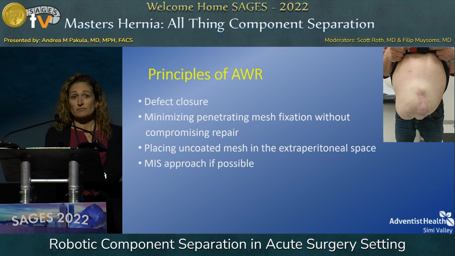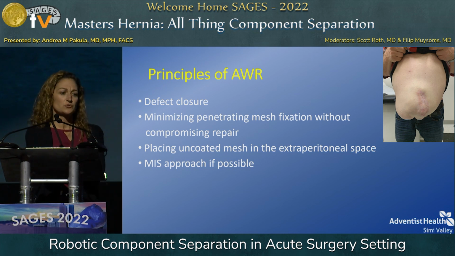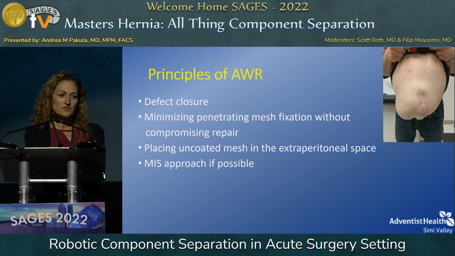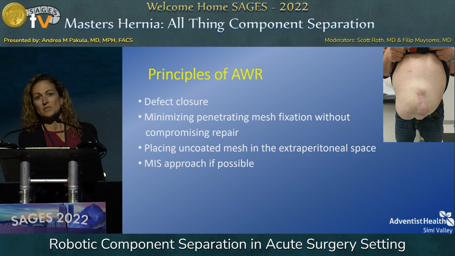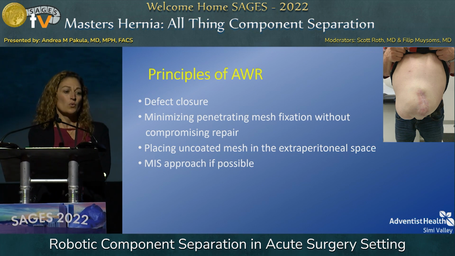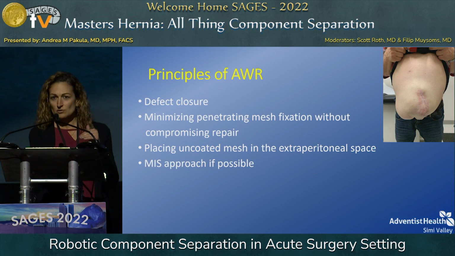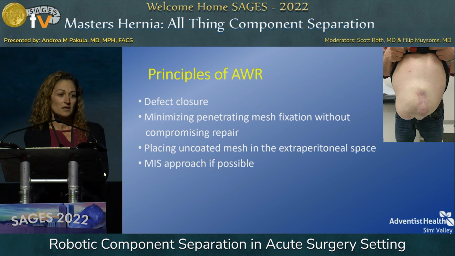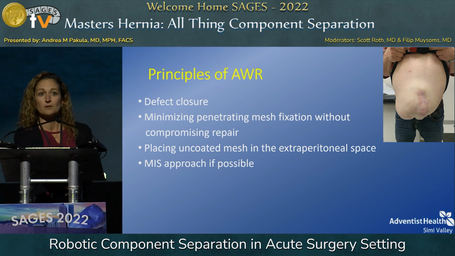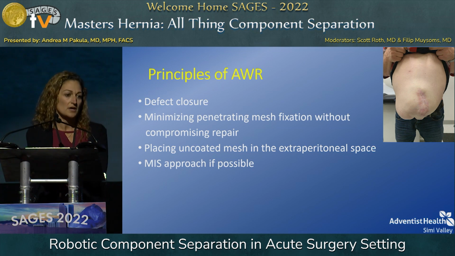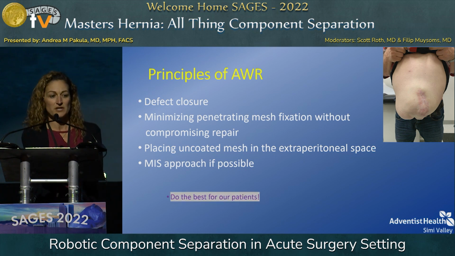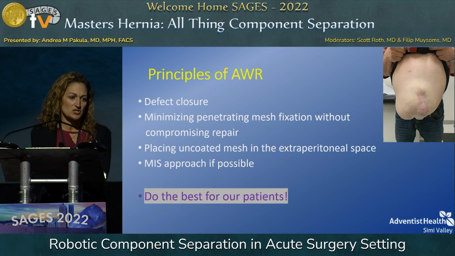And the principles are the same, right? Our goals are to be able to achieve defect closure, minimize fixation. This is what we're doing more now with the minimally invasive approaches to complex ab wall. We want to place an uncoated mesh and do an MIS approach if possible. But taking each of those into account, think about the emergent setting. If we're going to achieve defect closure, we want to hopefully have the best tissue viability, the best tissue integrity. We want to be able to place an uncoated mesh, right? And so we're placing a synthetic mesh most commonly in these settings and in the extraperitoneal space. But our goal really is to be able to do the best for our patients.